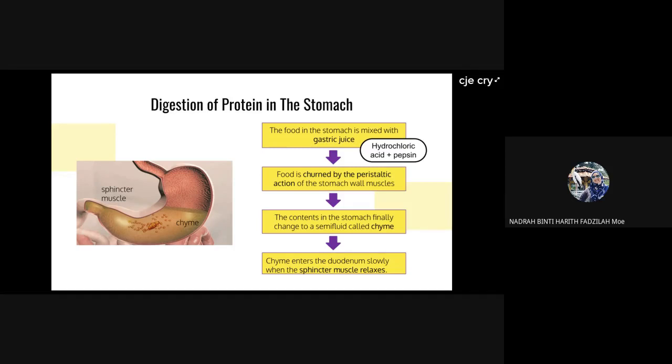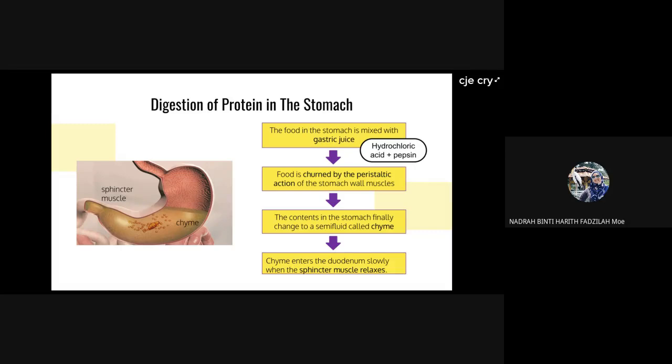So chyme will enter the next part of our alimentary canal, which is the duodenum. Dia masuk sedikit demi sedikit ke dalam duodenum when the sphincter muscle relaxes. Sphincter muscle ni lebih kurang macam valve lah. Bila dia tutup, tak boleh bergerak to the next part. When the sphincter muscle contracts, the stomach opening is closed. Tapi when the sphincter muscle relaxes, barulah the stomach opening opens and allows chyme to move to the duodenum.